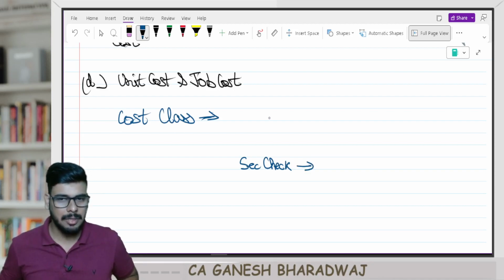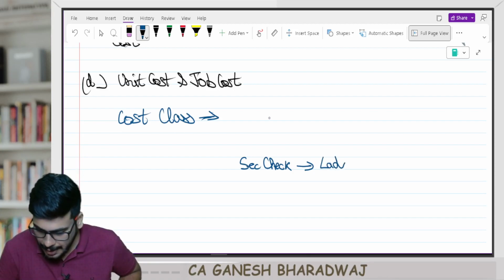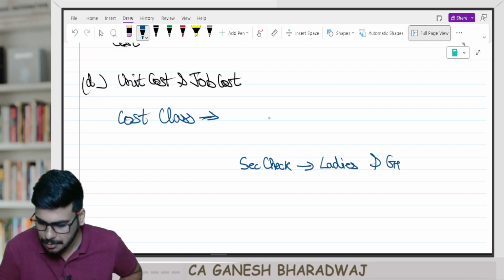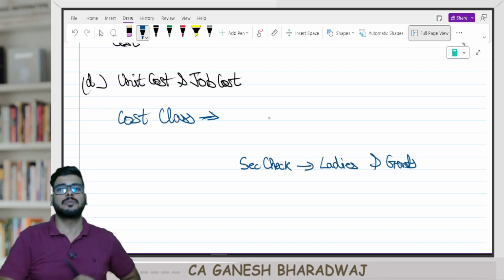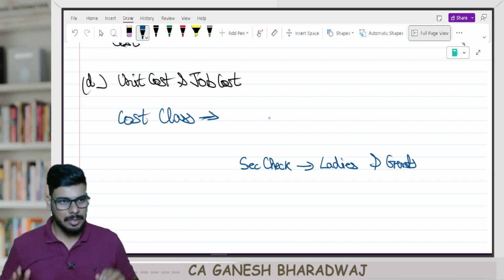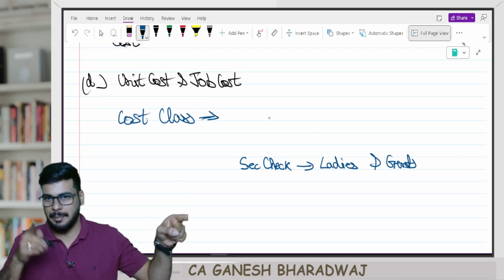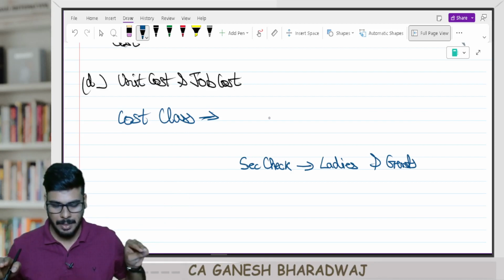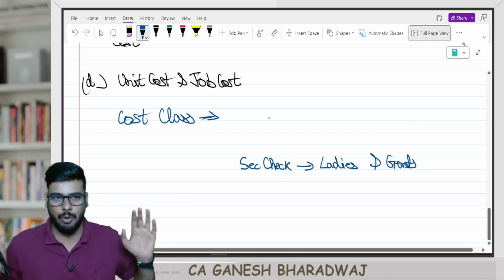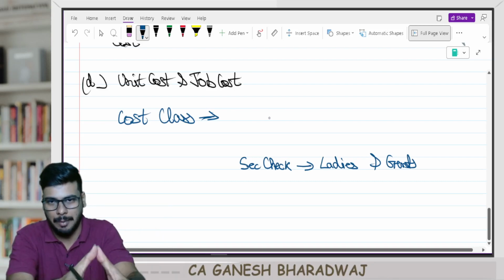Human beings only, no? But if you see in the security check, there will be two lines. What two lines? Ladies and gents. Correct or not? Security check is done for human beings, but separately for ladies, separately for gents. Correct?